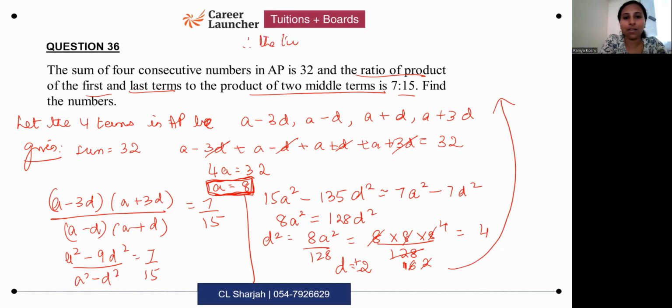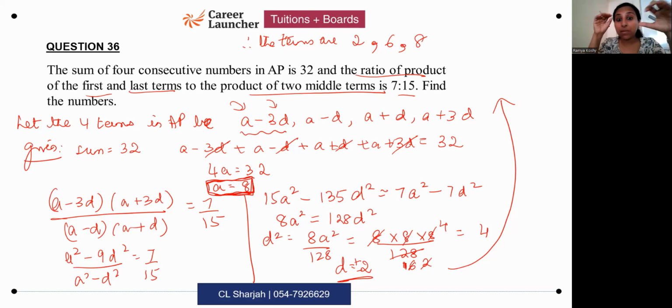Therefore, the terms are, what will be the terms when you substitute? So when you substitute A as 8 and D as 2, you're going to do 8 minus 3 into 2, 8 minus 6, which is 2. A minus D, that means 8 minus 2, 6. Okay, see, I'll tell you, this is a common mistake. I just got an answer immediately that the next term should be 8. I understood what you thought. You thought D value is 2, so the next term should be 8.